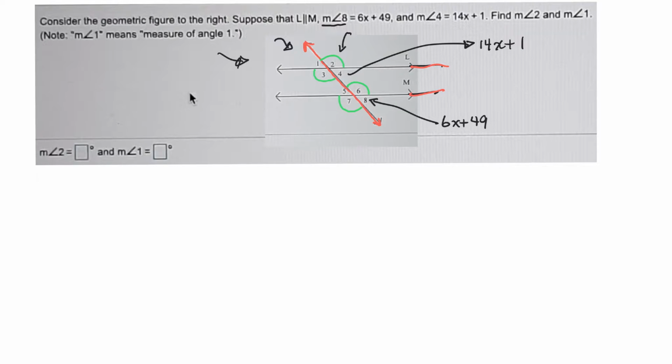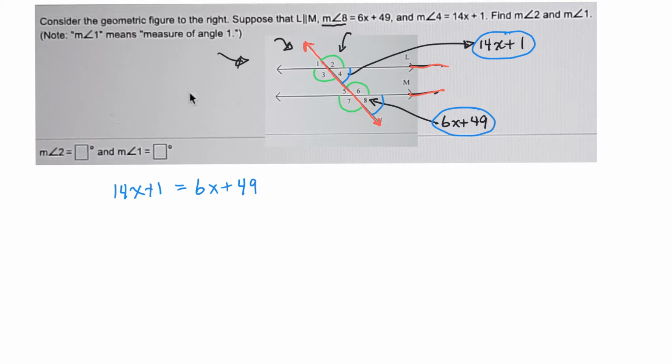So let me maybe do in blue. There's this one here, the measure of angle 8 that we know, and it has to be the same as the measure of angle 4. So if they're the same, then this must be equal to that. So I can write that equation. 14x plus 1 must be equal to 6x plus 49.